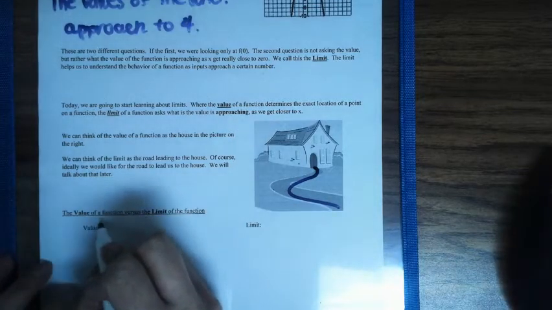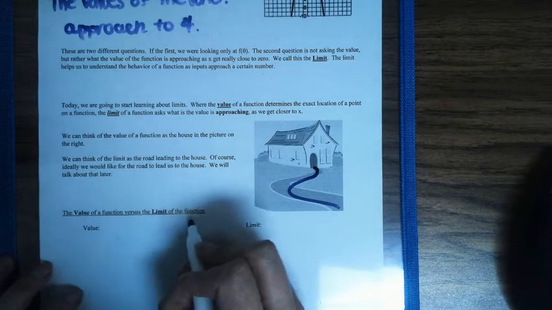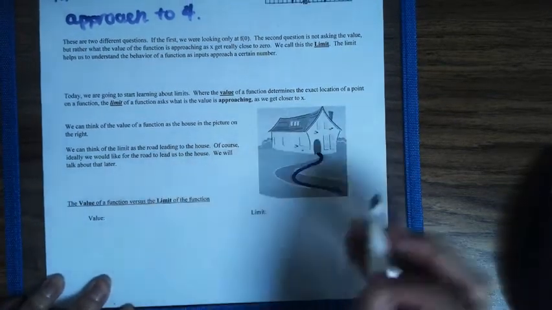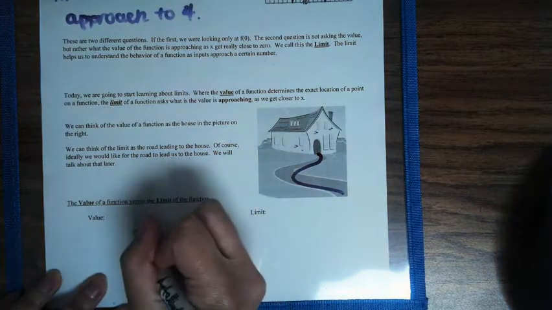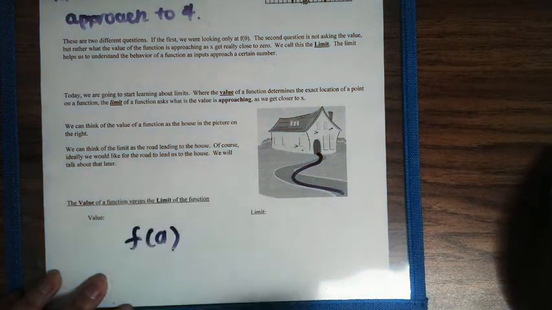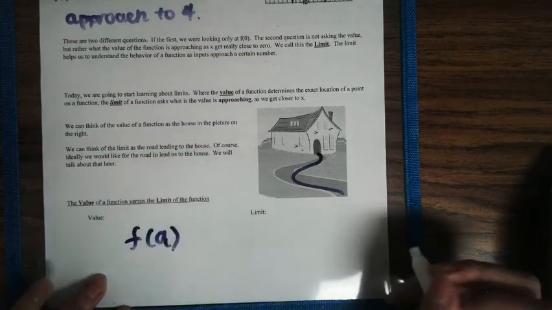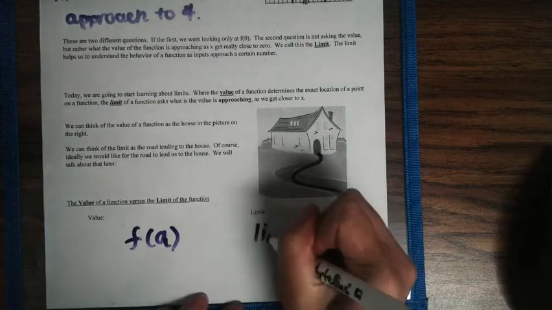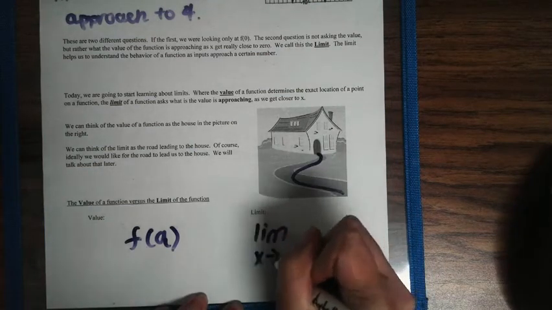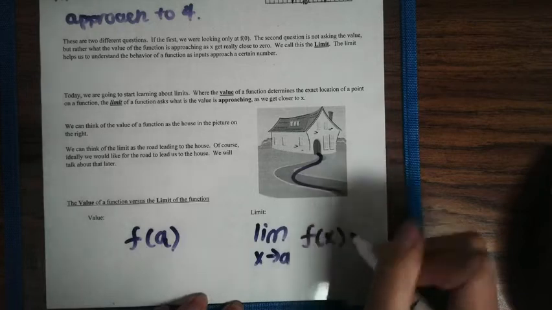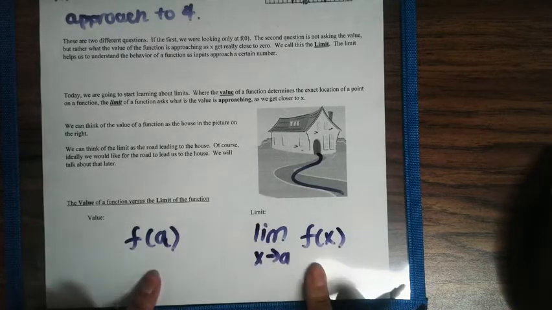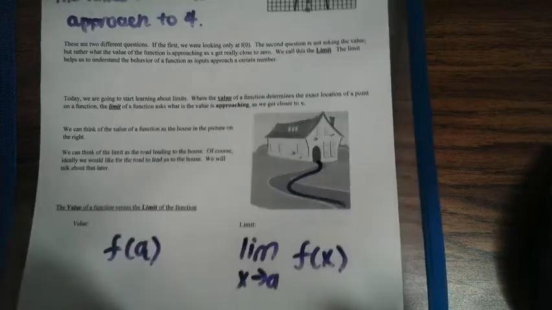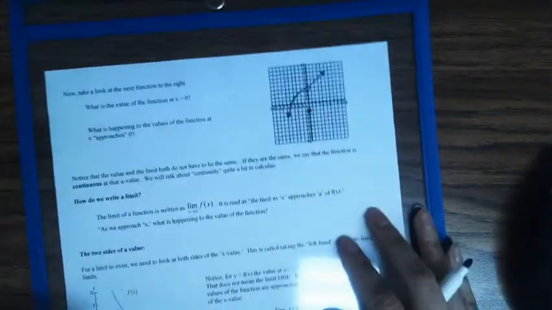Okay, so the value of the function versus the limit of the function, specifically in the notation, it's going to be quite different. When in pre-calc and algebra 2, what you were always looking at is f of a, where a is a number. Okay, instead here in calculus we're going to be focusing on this part, the limit as x approaches a of f of x. As you can see, the notation is quite different. So this one is the one that we're going to be talking about for the next few days. Okay, so let's move on to the next example.